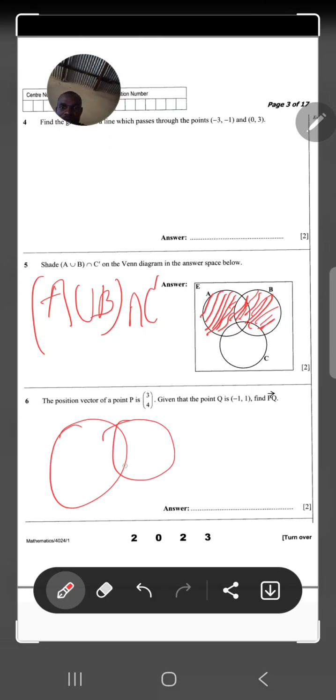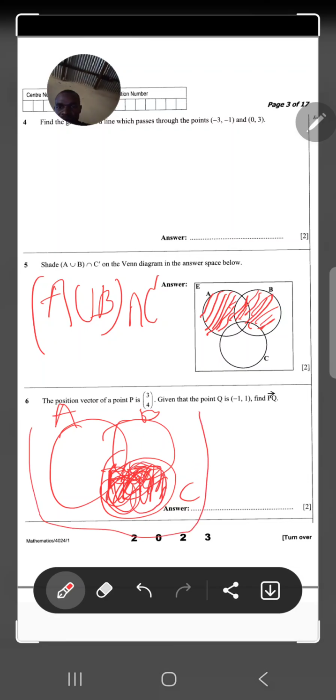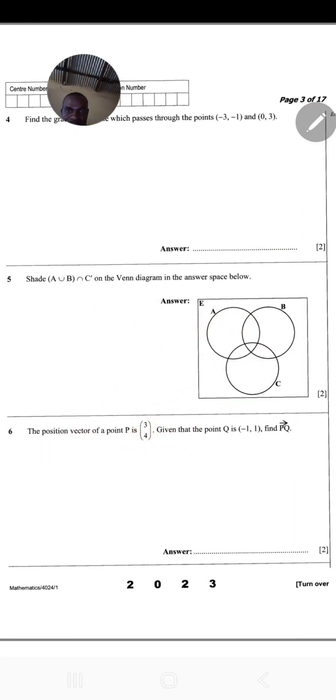A, B, C. We don't shade this part. We don't shade the entire C. So we want just the remaining part there. So that is how we solve our problem there. 2 marks. All right, so we proceed on to the next question.